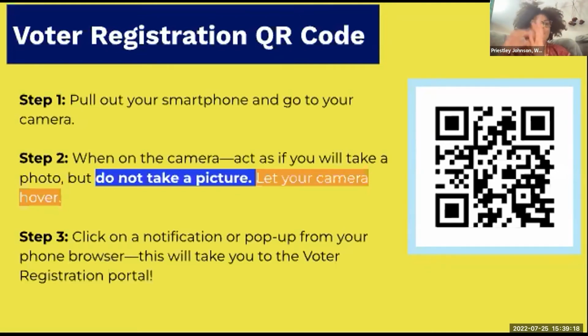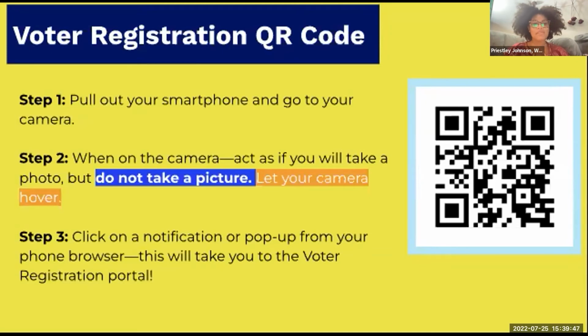So maybe your church is also still doing virtual services. So you can put the QR code right there on the screen, and you can say step one, step two, step three, put the QR code just like this on the screen and have people register to vote all at one time. The QR code could also work for tabling out in the community. That's an awesome way that we can use this QR code.